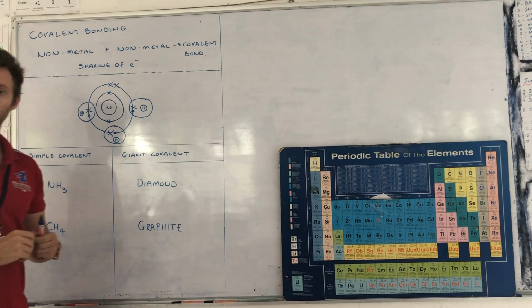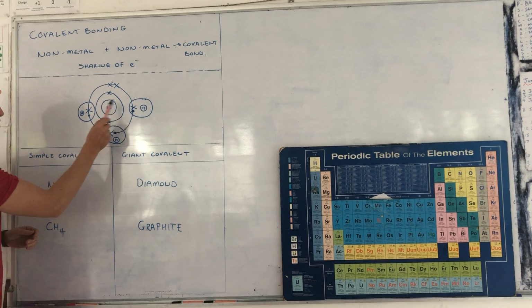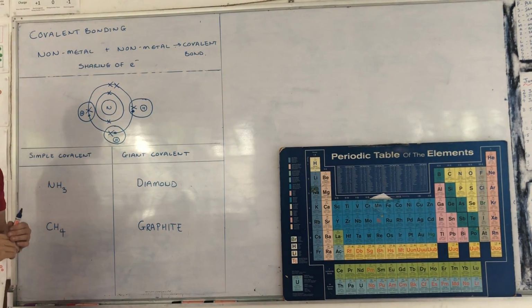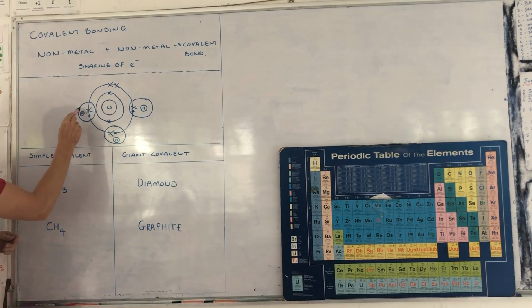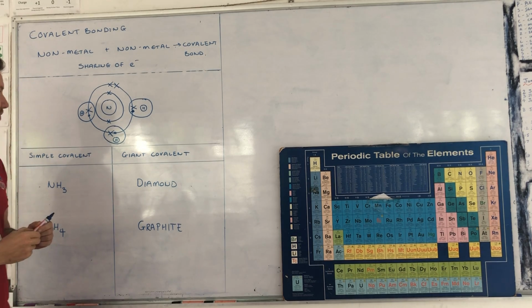But what about hydrogen as well? Hydrogen can also share the electrons from nitrogen. It's sharing this electron here, so hydrogen can have this full stable outer shell with its 2 electrons. Same here and same here for a simple covalent diagram.